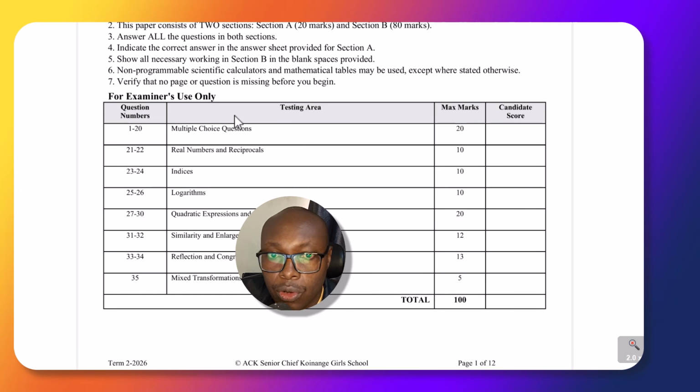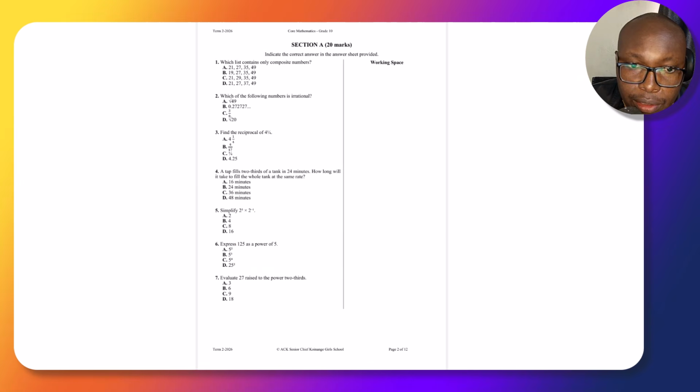And before we go through the paper, you can try to attempt it, work it on your own, and then later on you can view the progress on how you're supposed to do the workings. Now we shall start with section A, the multiple choice questions. So let us go to section A.